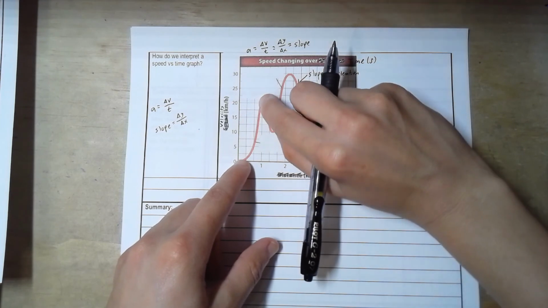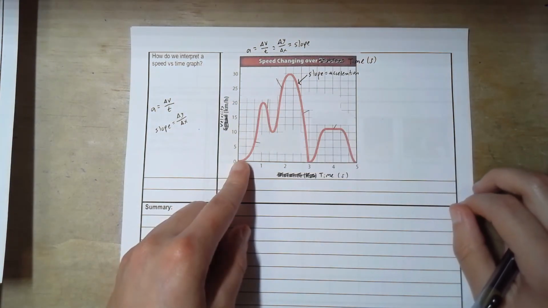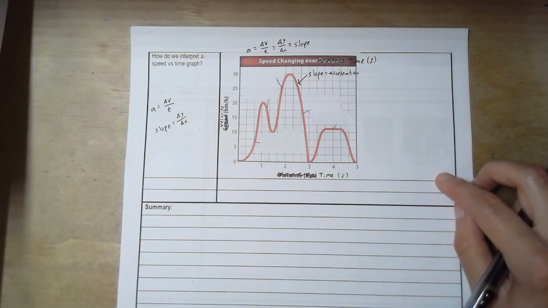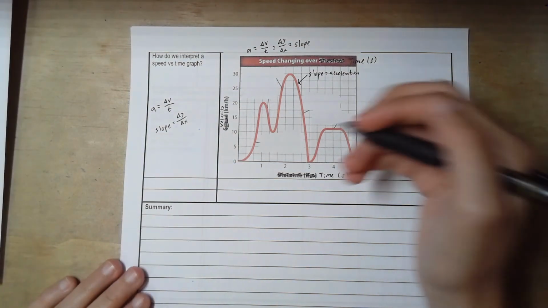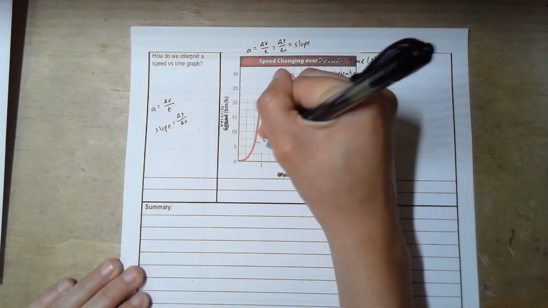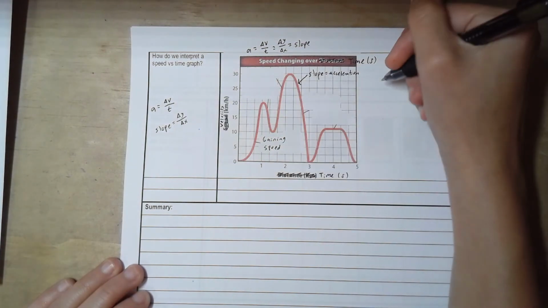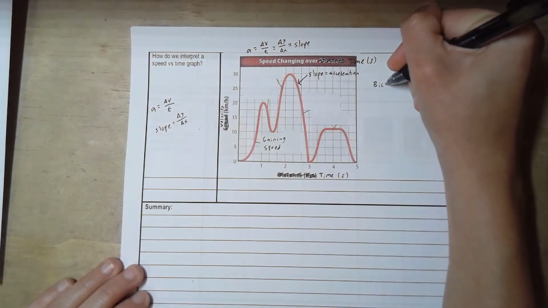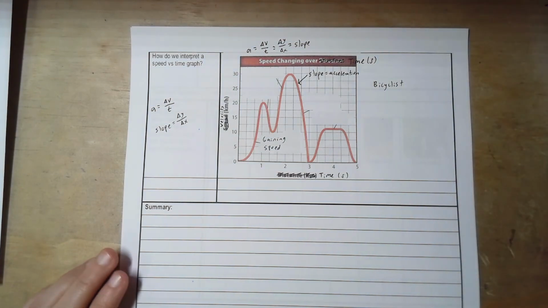Alright, so now that we've established that our slope is our acceleration, this is a very positive slope. So what does that mean about our acceleration? Well, we're having a very positive acceleration. And if we're having a very positive acceleration, that means that we're gaining speed. So we're going to write gaining speed. And also, I want to come up with a scenario. We're going to say that we're a bicyclist.